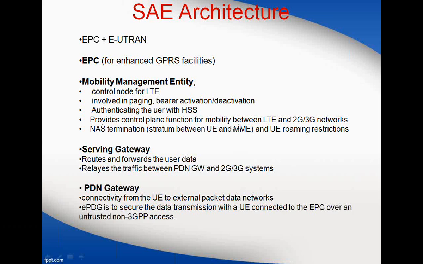So here we could arrive at a conclusion that this is how this LTE network is going to communicate to other 2G and 3G networks. That means this LTE is more sophisticated, but it is able to access any other network because of its sophisticated architecture. Then we have the NAS termination. We will see what NAS is in other slides, but to be highlighted, it is the stratum between the user equipment and MME and UE roaming restrictions.